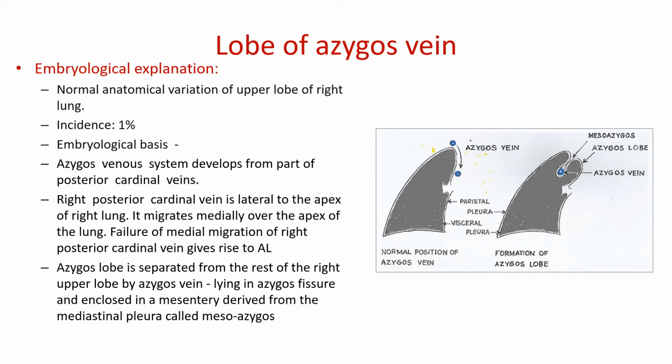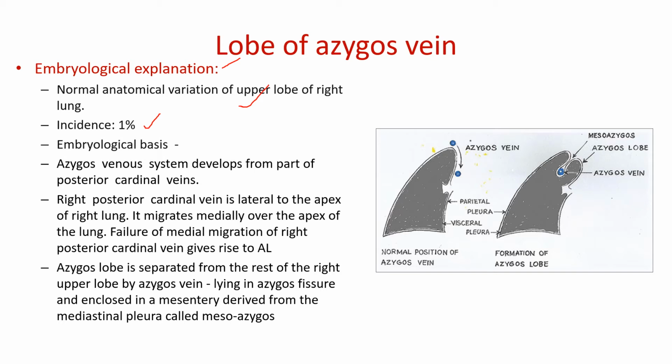The embryological explanation for the lobe of the Azygos vein, which is a normal anatomical variation of the upper lobe of the right lung, is that it shows an incidence of 1%, and the Azygos venous system develops from part of the posterior cardinal veins.